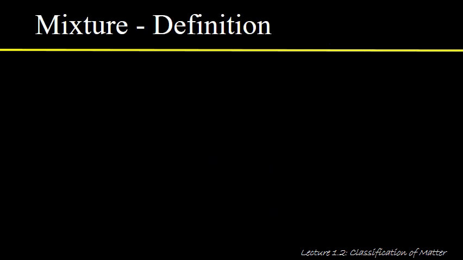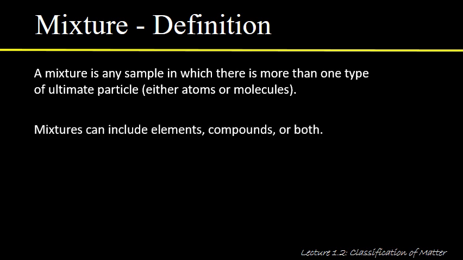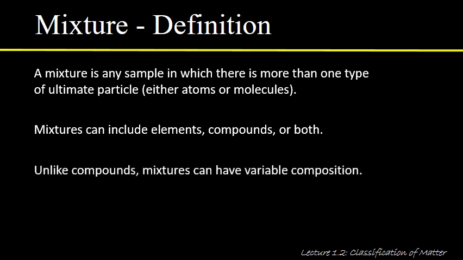So, a mixture is a sample in which there's more than one type of ultimate particle. Again, this can be atoms or molecules. If we've got two different kinds of ultimate particles, then it is a mixture. And mixtures can include elements or compounds or both. And unlike compounds, mixtures can have a variable composition. And this is really kind of important.